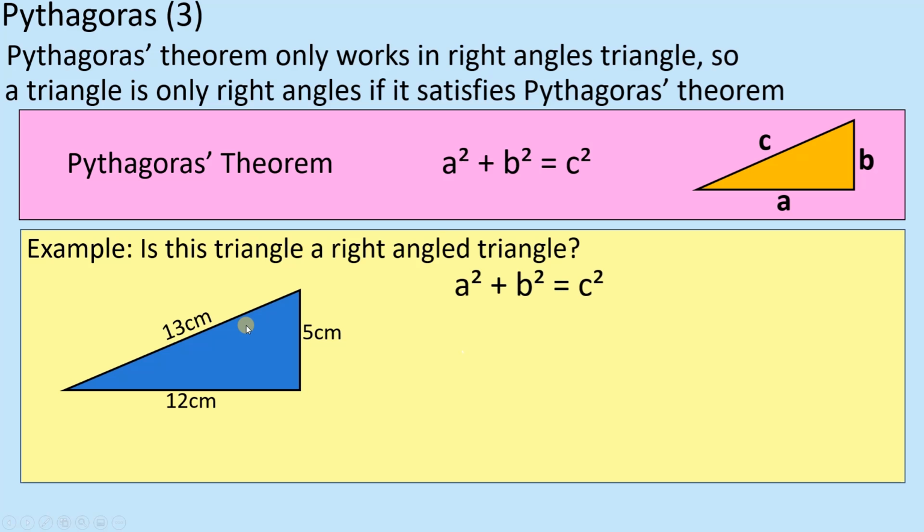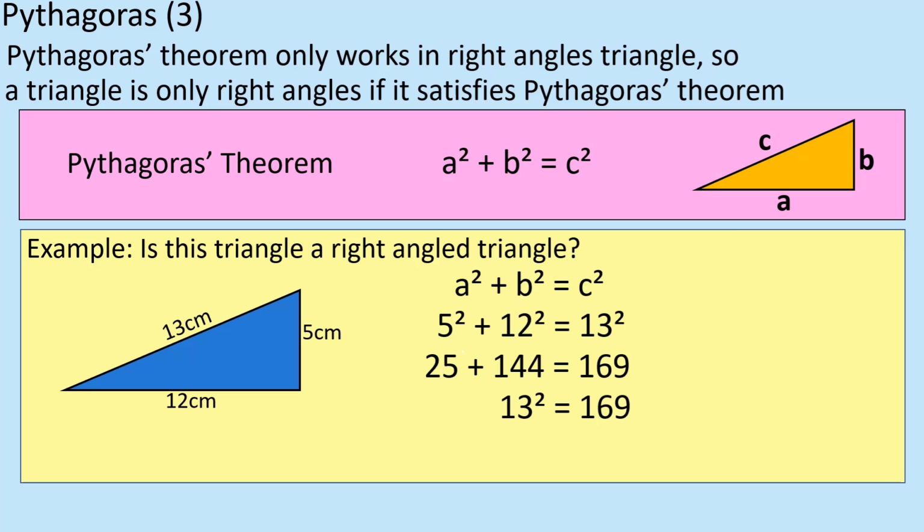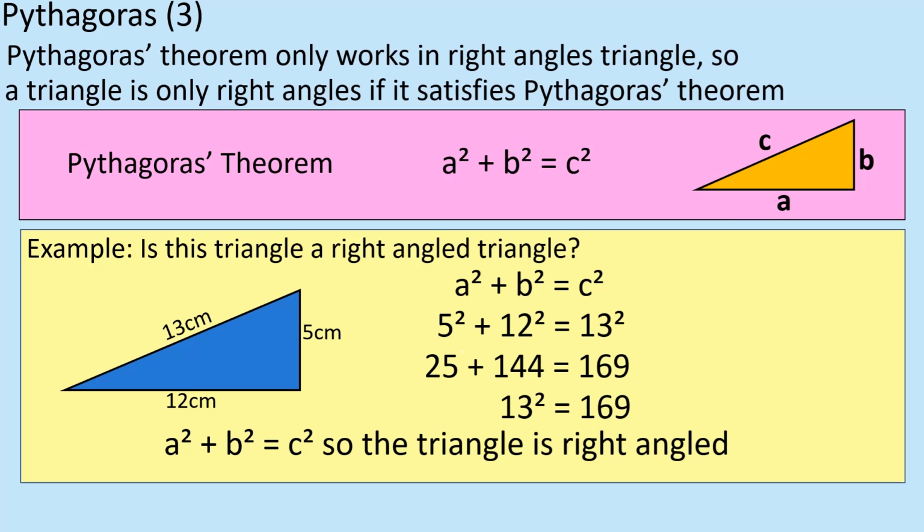So let's have a look. Is 5 squared plus 12 squared equal to 13 squared? Well, 25 plus 144 is 169, which is 13 squared. So yes, a squared plus b squared equals c squared, so the triangle is right-angled. You'll see that will come up an awful lot more. So that's Pythagoras.